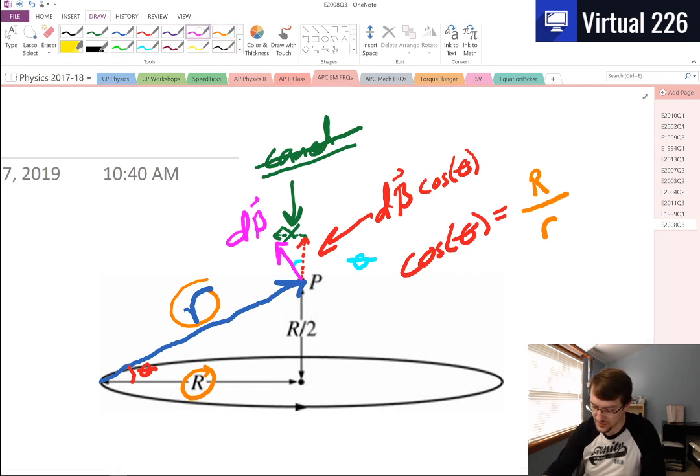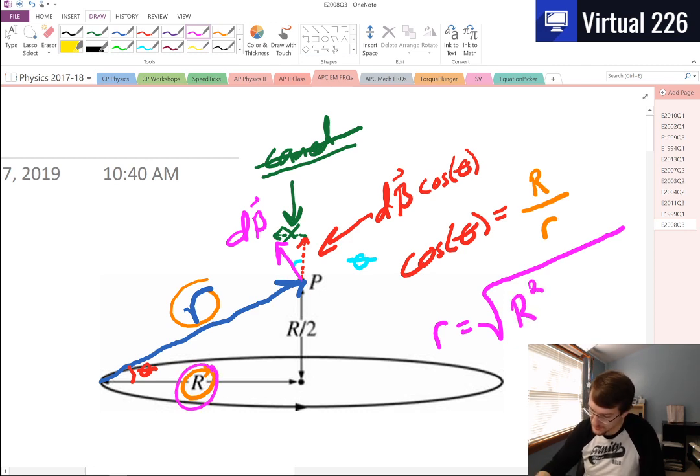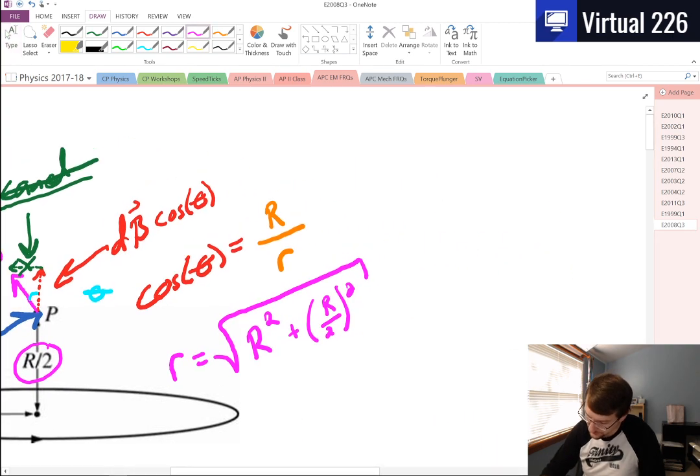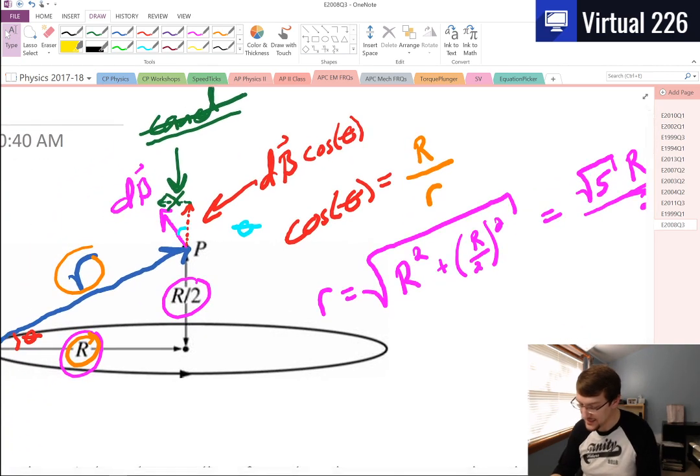Well, you'll see momentarily, but little r is going to be equal to the square root, by Pythagorean theorem, of big R squared plus the quantity of R over 2 squared. And when we work all this out, by common denominators and whatnot, we're going to get root 5 times R over 2. Okay, so that's what we get for little r, and that's what we get for cosine of theta. Now, why does this matter at all?